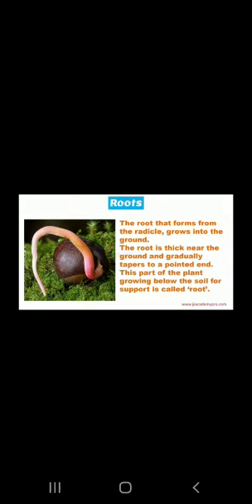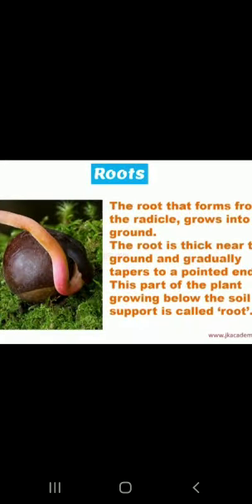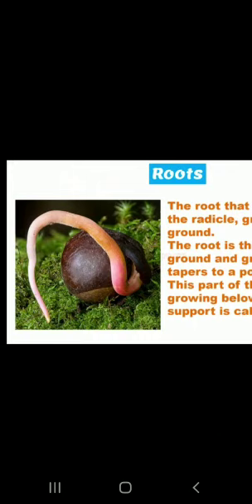The root that forms from the radicle grows into the ground. The root is thick near the ground and gradually tapers to a pointed end. This part of the plant growing below the soil for support is called the root. So now we will study the root in depth. The radicle gets transformed into the root after a few days, and the plumule gets transformed into the stem.